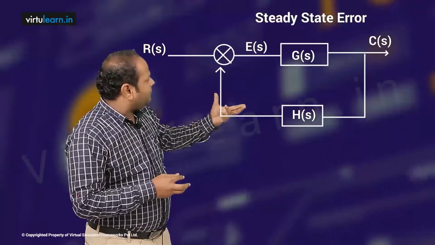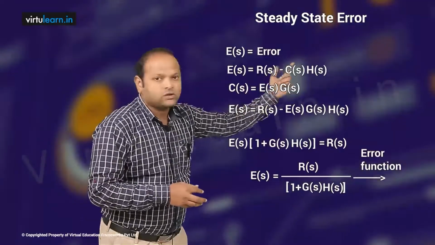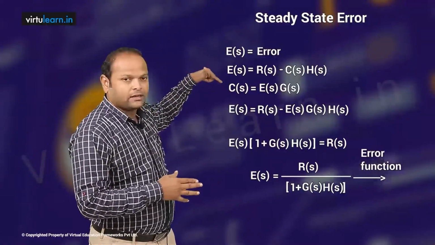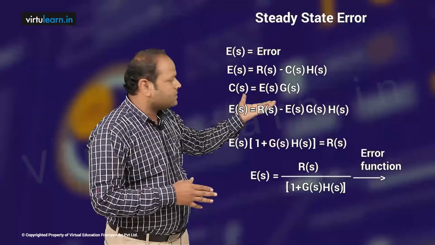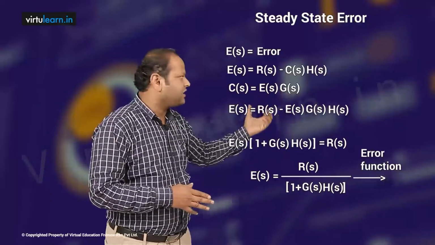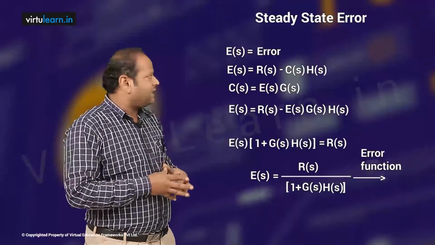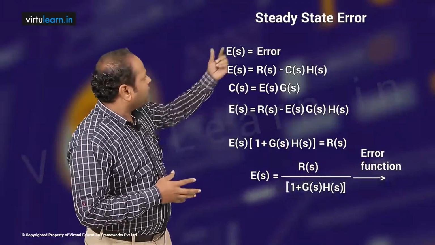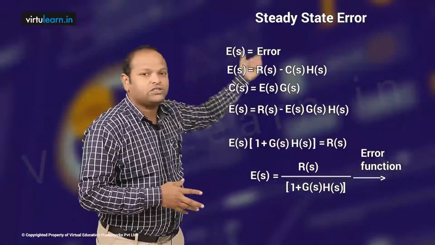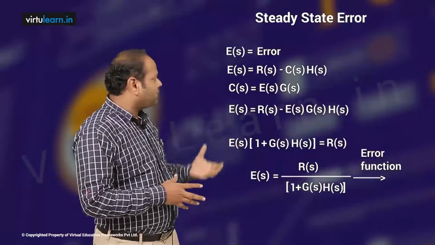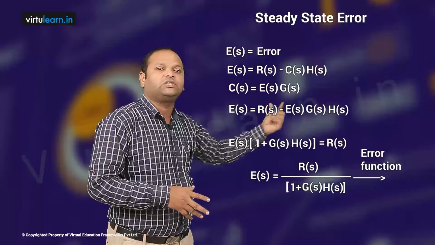From this block diagram, E(s) is equal to R(s) minus H(s) into C(s). We have negative feedback, therefore minus. So we can write E(s) is R(s) minus C(s) into H(s). Again, I want to write C(s) in terms of E(s). Since E(s) passes through G(s) to give C(s), C(s) is E(s) into G(s). Then you substitute here, and you get E(s) is equal to R(s) minus G(s) H(s) into E(s).